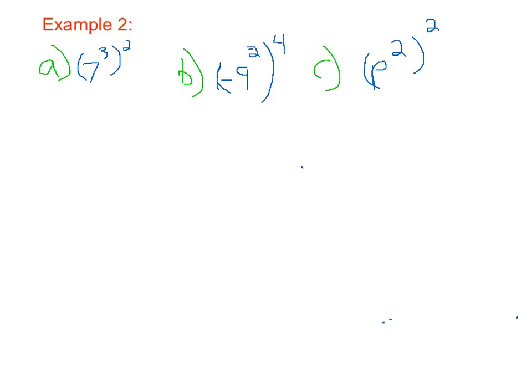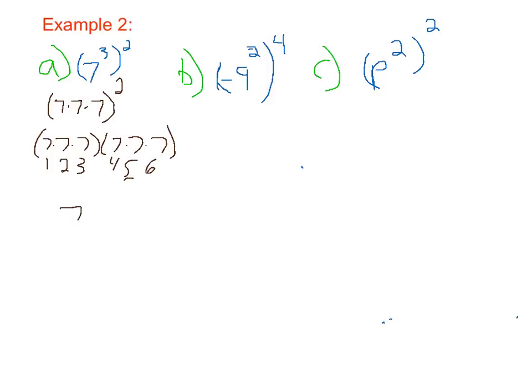Okay, so looking at these examples here, inside the parentheses we have 7 to the 3rd. So inside the parentheses I'm going to rewrite this as 7 times 7 times 7. Well, all of that's squared. So that means everything in parentheses we have twice. So that means we got to do 7 times 7 times 7, and then 7 times 7 times 7. Look how many 7's we have. We got 1, 2, 3, 4, 5, 6. So this would be 7 to the 6th.